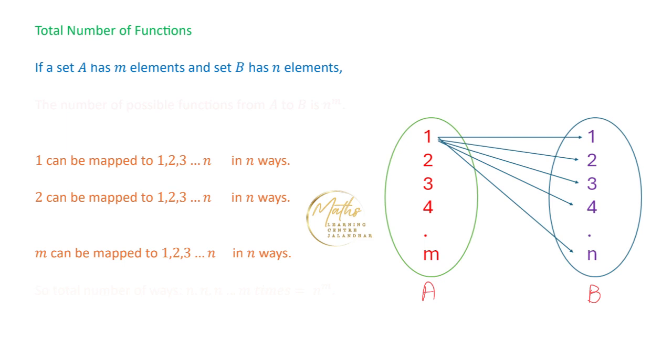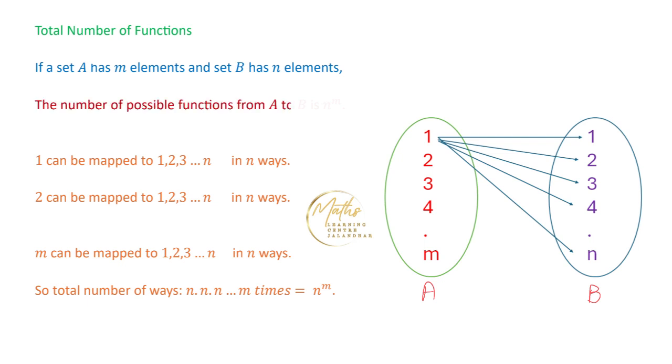Now for the total number of functions that we have, we are saying 1 can be mapped in n ways, 2 can be mapped in n ways, 3 can be mapped in n ways. Likewise, this last element m can be mapped in n ways. So n is multiplied m times, and the answer we have is n raised to the power m. So the result we obtain is that the number of possible functions from A to B is n raised to the power m.